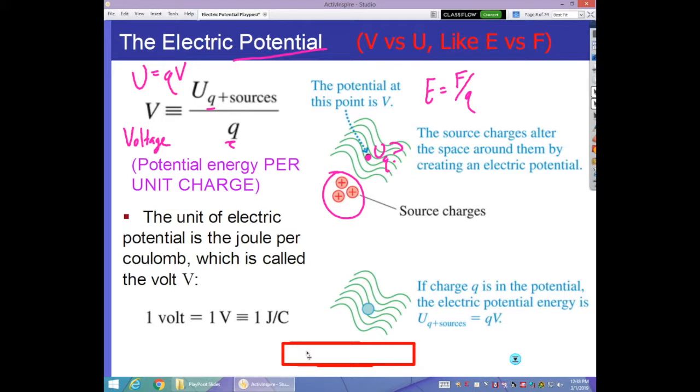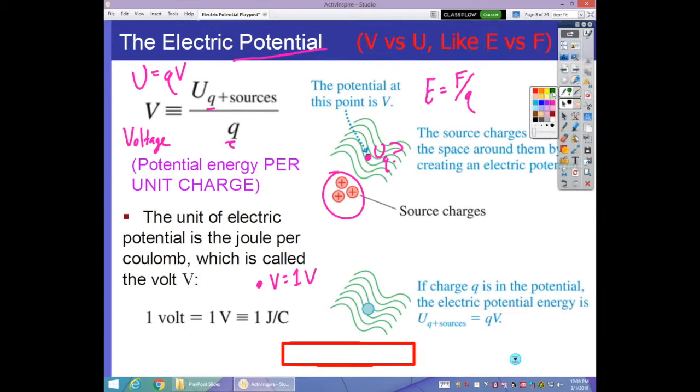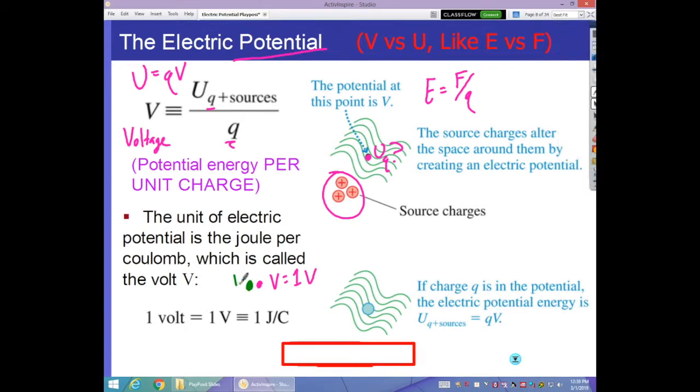That means if I know in some space that I have a potential of 1 volt, then if I put 1 coulomb of charge there, it has exactly 1 joule of potential energy. If I have 2 coulombs, I have 2 joules, and so on. So it's associated with a point in space.